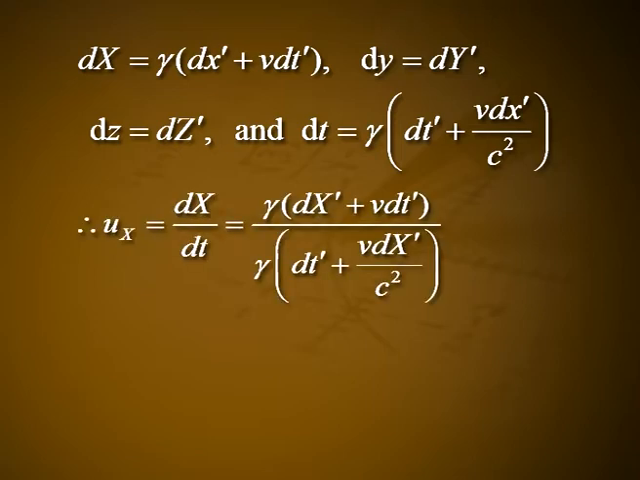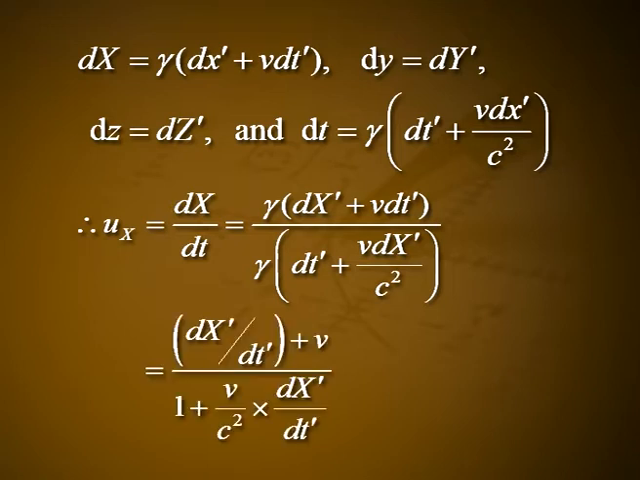Therefore, ux is equal to dx by dt, which is equal to gamma into dx dash plus v dt dash divided by gamma into dt dash plus v dx dash by c square, which is equal to dx dash by dt dash plus v, all divided by 1 plus v by c square into dx dash by dt dash. Ux is equal to ux dash plus v, all divided by 1 plus v ux dash divided by c square. Let it be equation number 1.